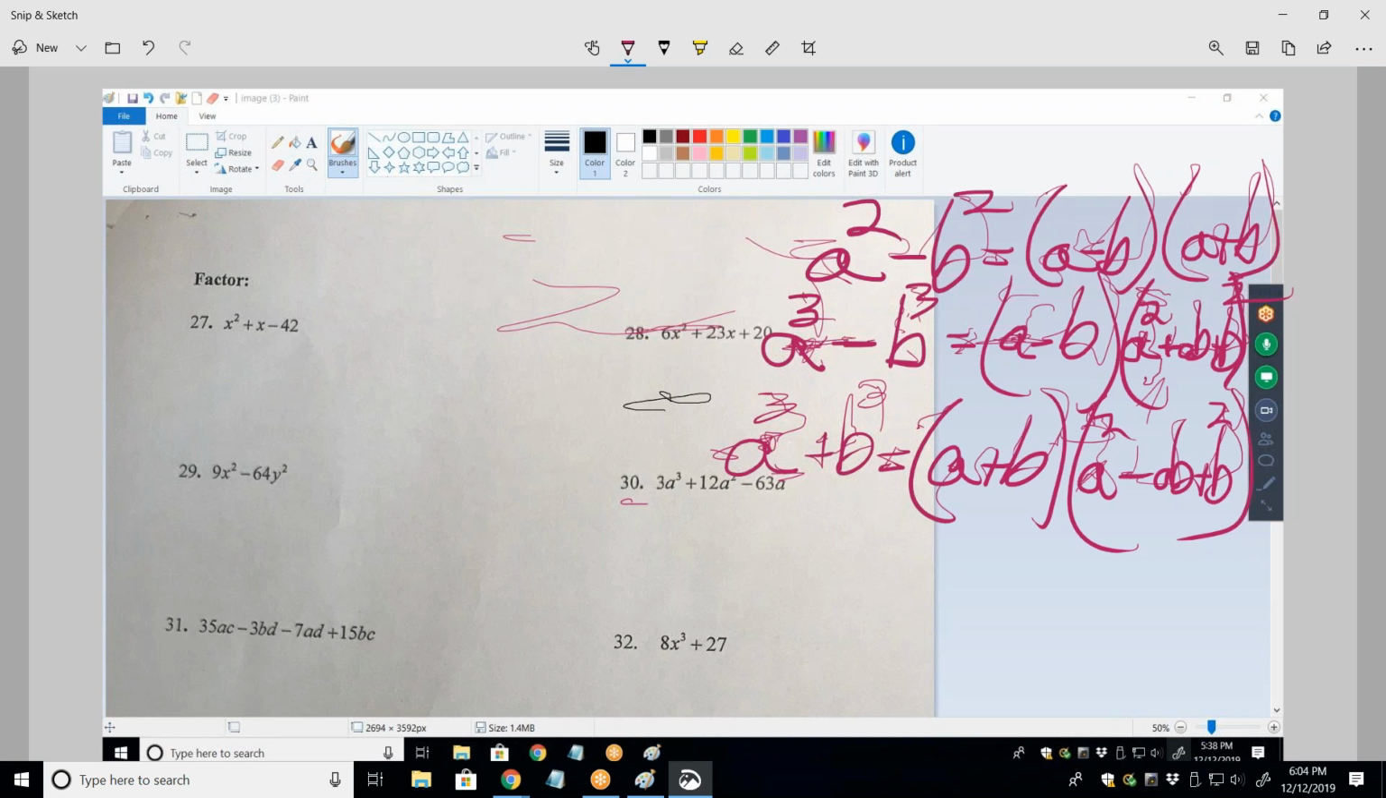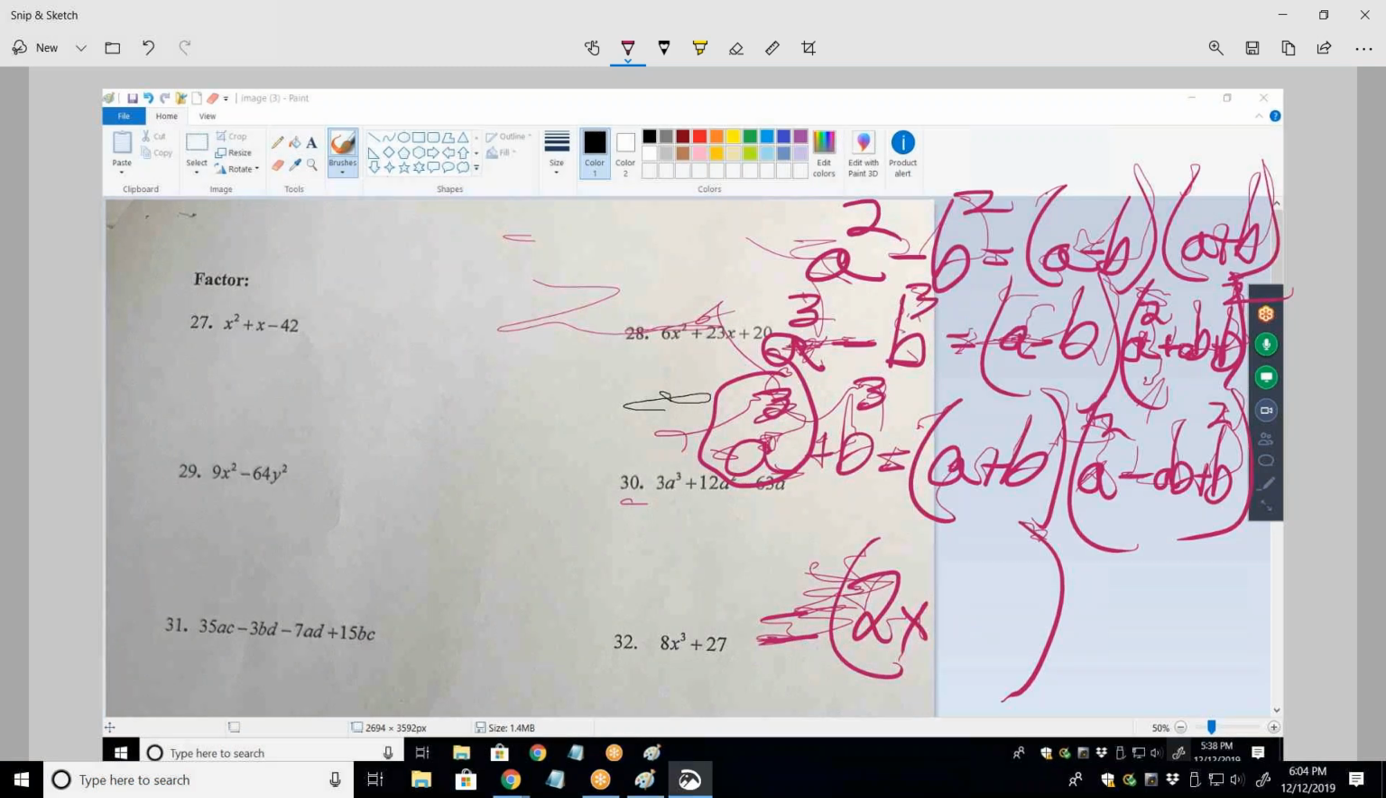Problem 32, what is that? That would be the sum of perfect cubes. Okay, so we're going to factor it. In this case, a is what? You're going to have to take the cube root of 8x cubed. That's what A is. A is the cube root of that. It's 2x. In other words, 2x times 2x times 2x is 8x cubed.